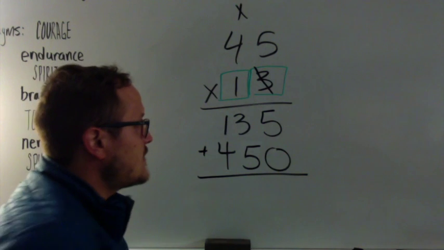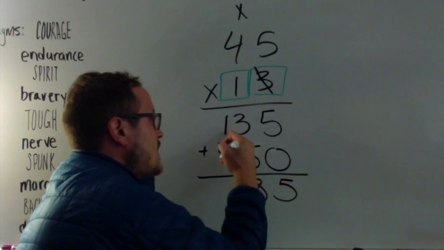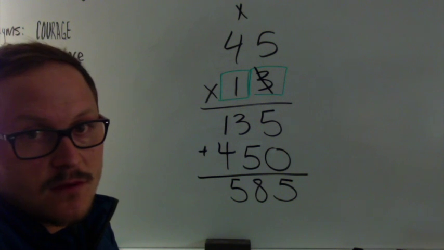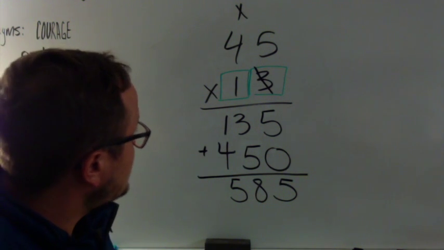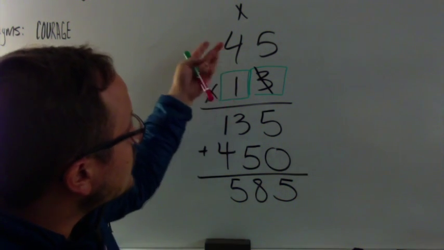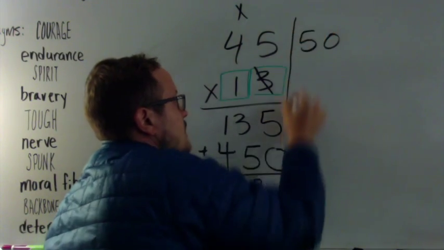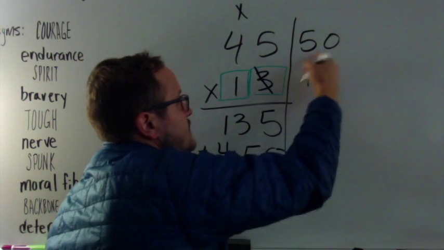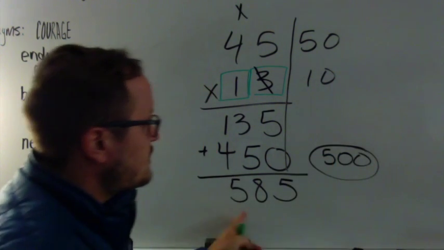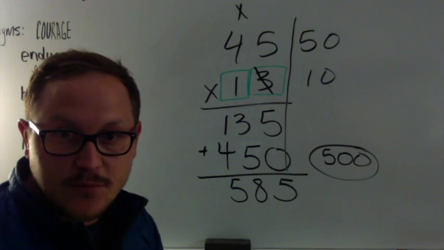Starting in the 1's place value, 5 and 0 is 5, and 3 and 5 is 8, and 1 and 4 is 5. So, checking this, 45 times 13 is 585. We would know that to be reasonable, because if it were 45, well, imagine this. If we rounded this to 50, and we rounded this down to 10, 50 times 10 would be 500, making our answer of 585 completely reasonable. And there's an example of double digit.